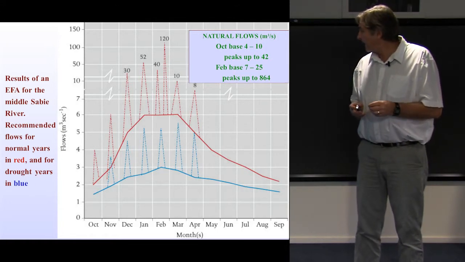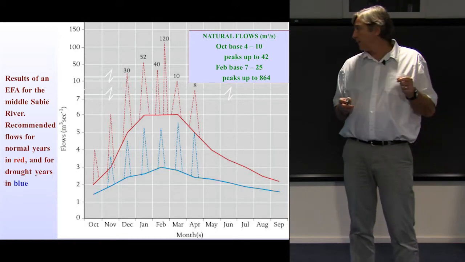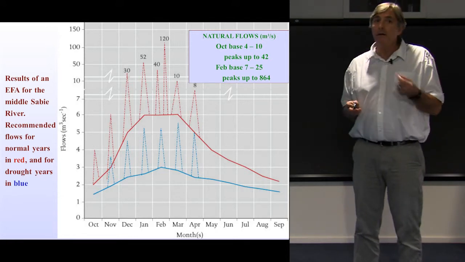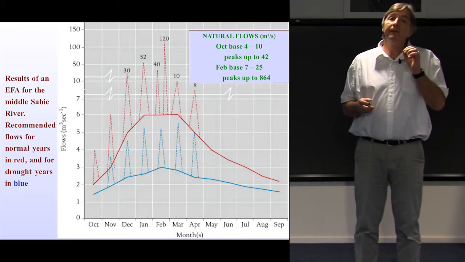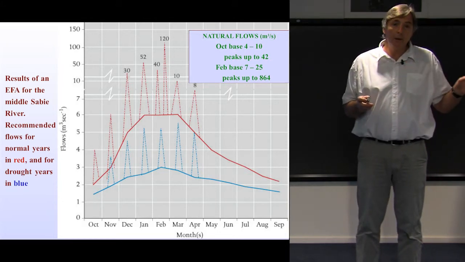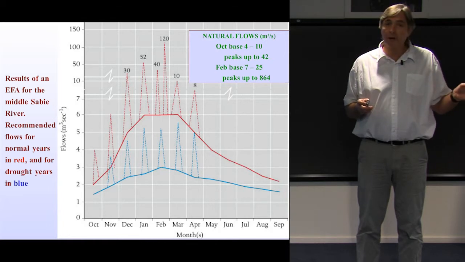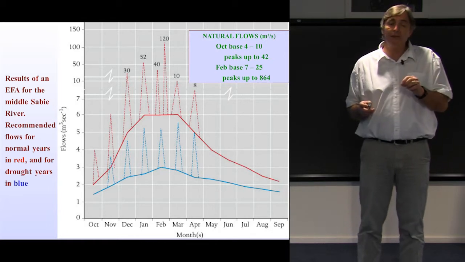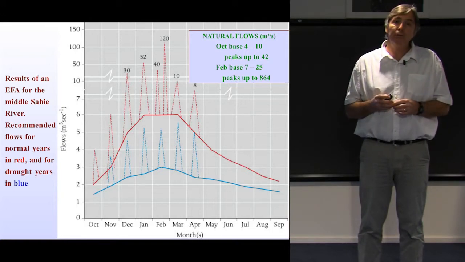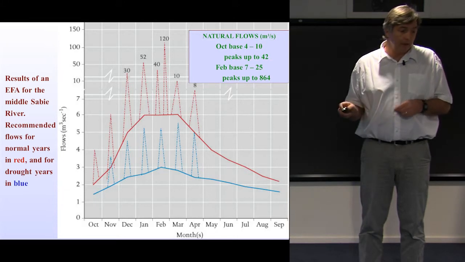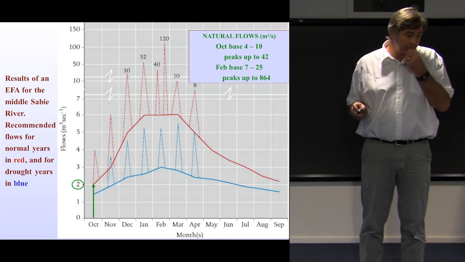So what you can see is that the recommended flows there in the red and blue line are much lower than the natural flows, but the assessment is that these would meet the objectives for the Middle Sabi River, and those objectives, because it's in a national park, are to maintain it in a slightly modified or as near to natural condition as possible. Okay, so how do we go about getting those?